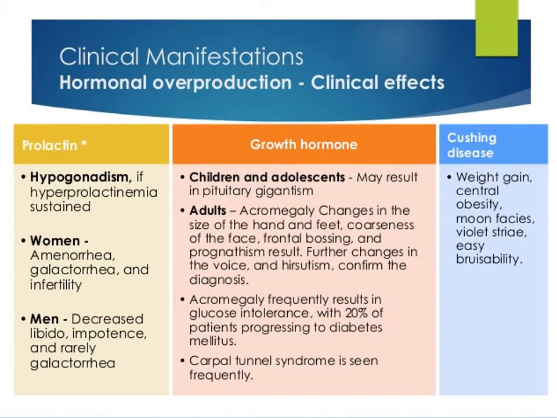Cushing disease. Cushing disease is due to corticotropic adenoma that leads to excess production of ACTH, and that leads to Cushing syndrome. The patient presents with weight gain, central obesity, moon face, violaceous striae on abdomen, and easy bruisability.